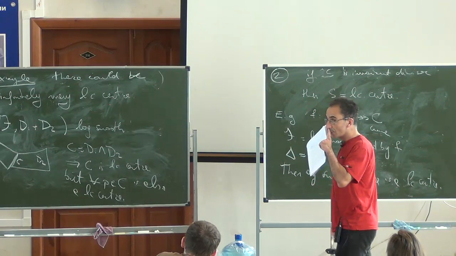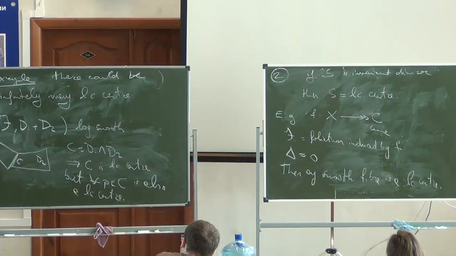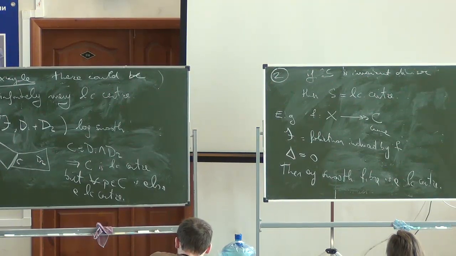Okay, so this shows that there could be infinitely many local canonical centers. Both this example and this example show that there could be infinitely many local canonical centers, which again never happens in birational geometry. But it's okay.